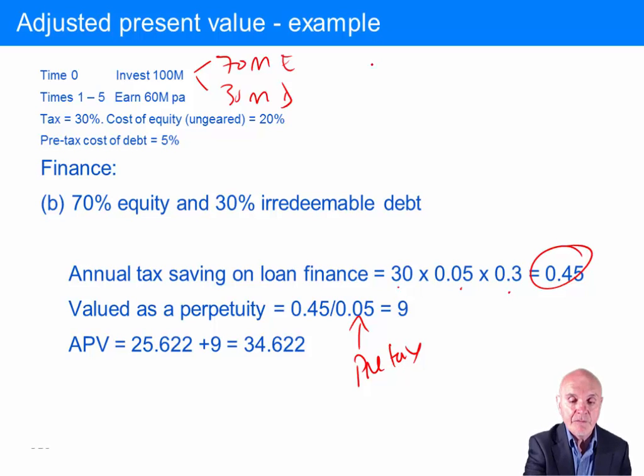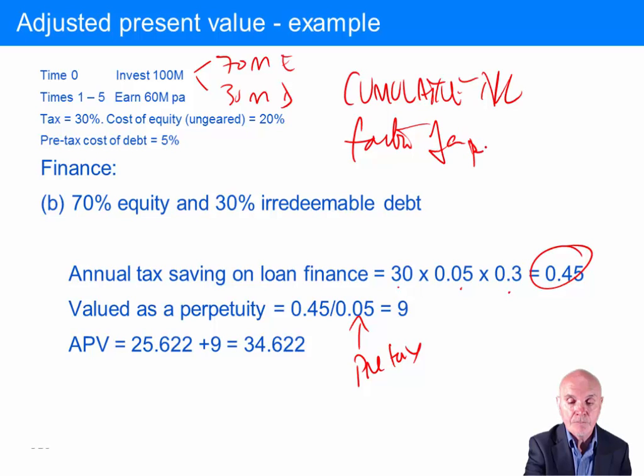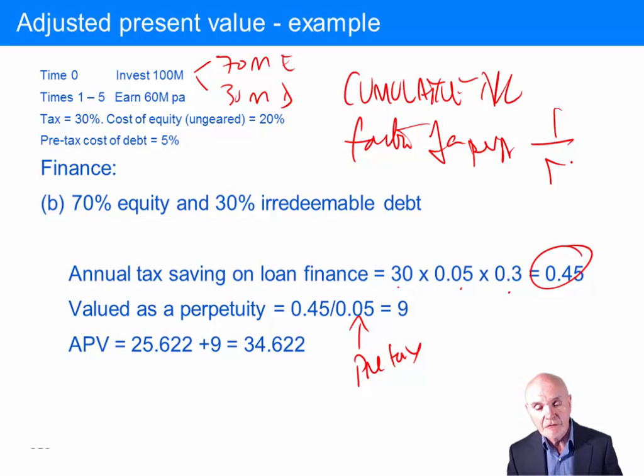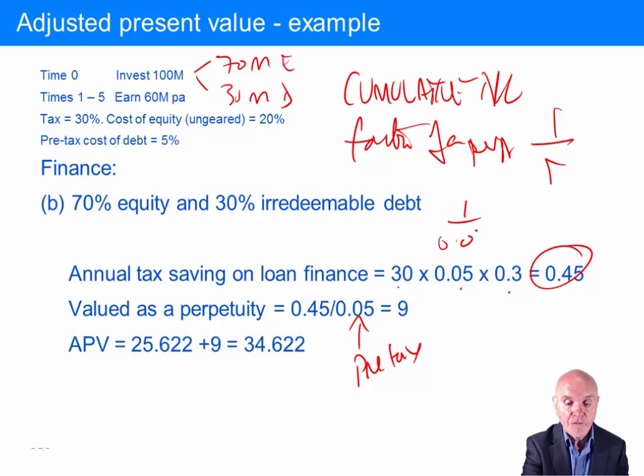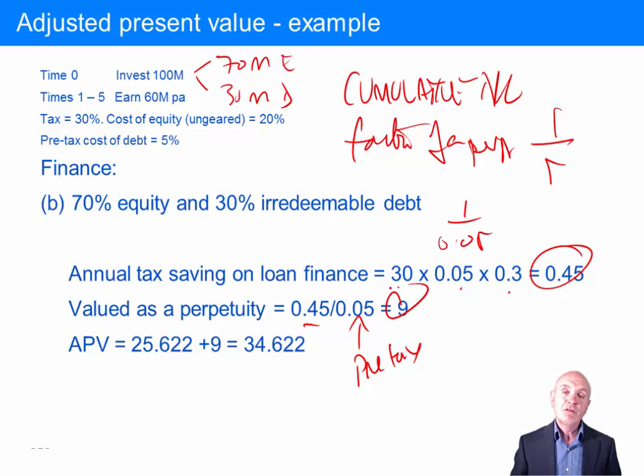And remember, the cumulative discount factor of a perpetuity is 1 over R. So the cumulative discount factor of a perpetuity is 1 over the discount rate. That's all we have here. 1 over 0.05 times the annual flow. It's worth the present value of 9 in perpetuity.